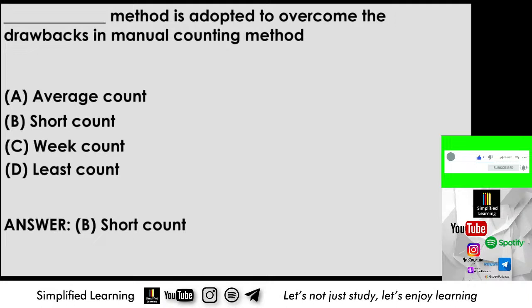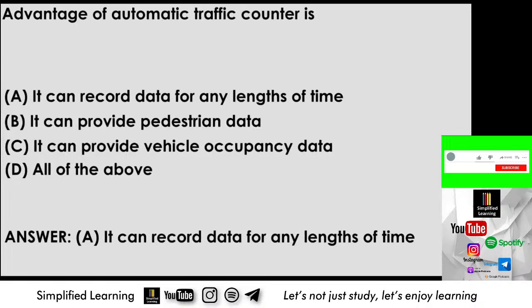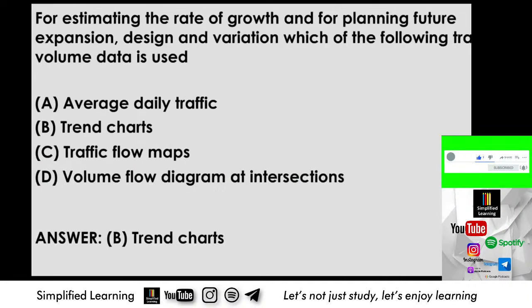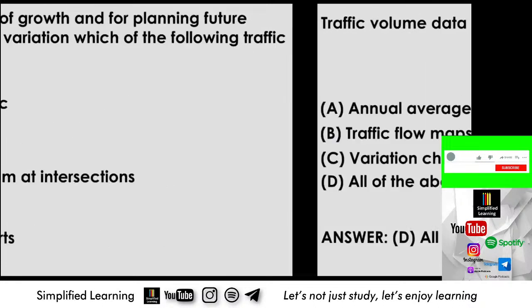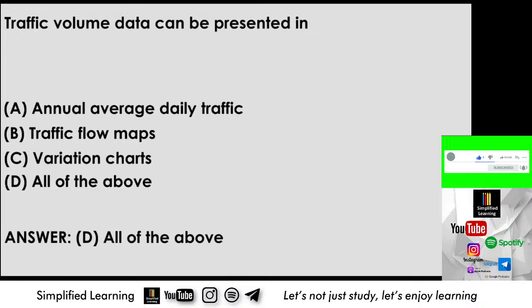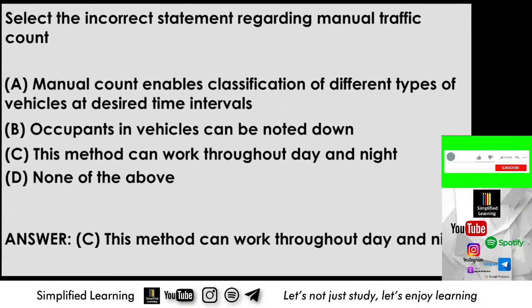Short count method is adopted to overcome the drawbacks in manual counting method. Advantage of automatic traffic counter is it can record data for any given length of time. Then, for estimating the rate of growth and for planning future expansion, design variation, which of the following traffic volume data is used? It is trend chart. Traffic volume data can be presented in annual average daily traffic, then traffic flow maps, then variation charts also.